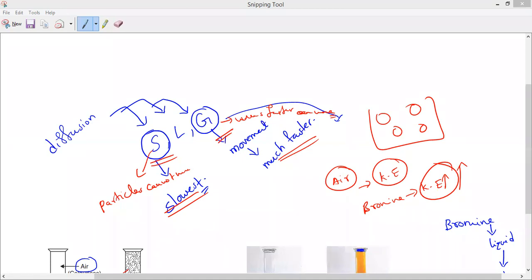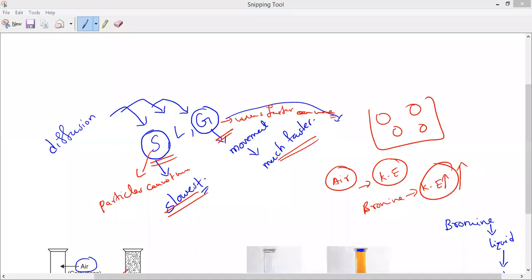So you can see, the phenomenon of diffusion tells us that the particles of matter are constantly moving. That is the second property of matter we studied. So from diffusion, what can we say? We can say the particles of matter are constantly moving throughout the body. Yes or no, guys? We can say or not?